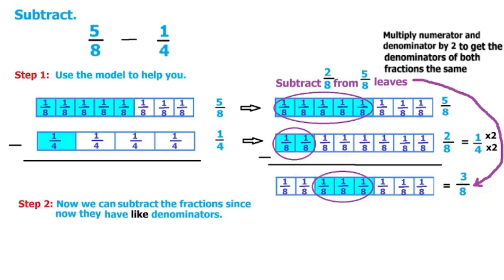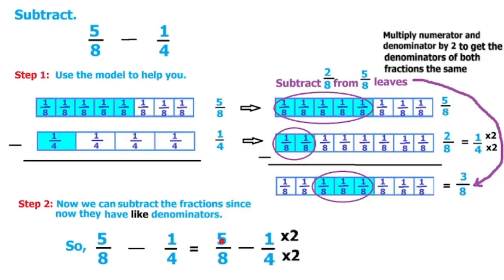Okay, so now we could use this model to help us with the actual number equation, right? So 5/8 minus 1/4 equals 5/8 minus 1/4, and you multiply the numerator and denominator by 2 to get the 4 to be equal to 8. So what you do to the denominator, you have to do to the numerator. So the answer becomes 5/8 minus 2/8 equals 3/8. And that's how you do fractions with unlike denominators.